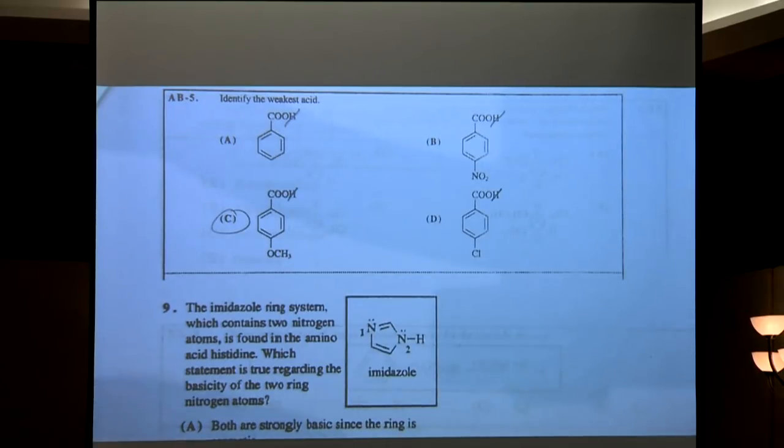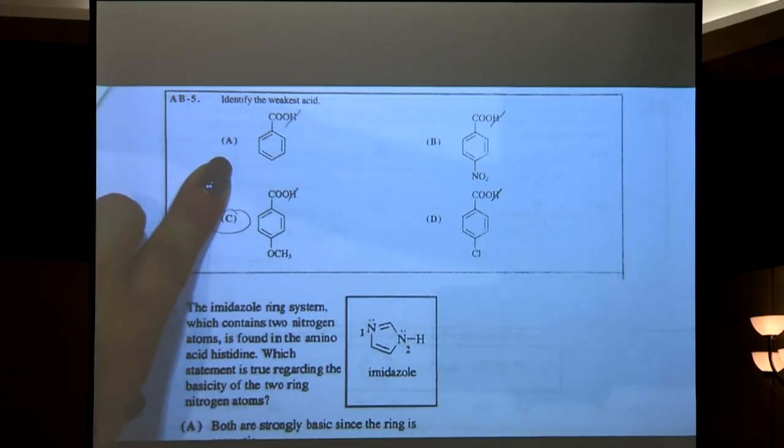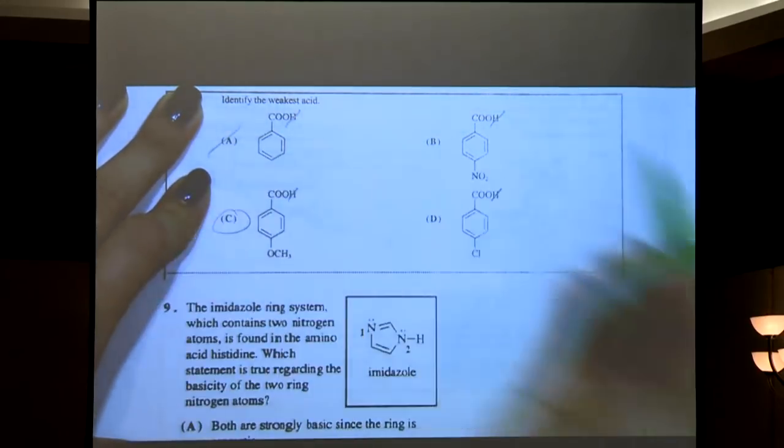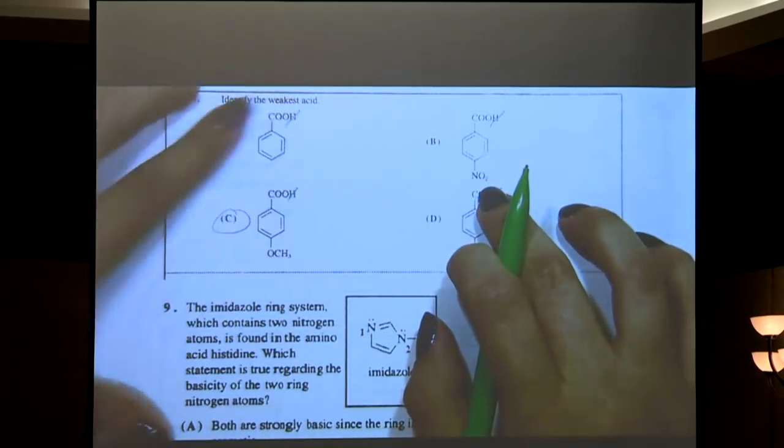Hopefully that works. So, all right. A doesn't have any electron withdrawing or donating groups, so we can automatically discard it. Okay? So that's kind of like our structure that we can use to compare everything else to. All right? So A is not the answer. B has an electron withdrawing group, right?